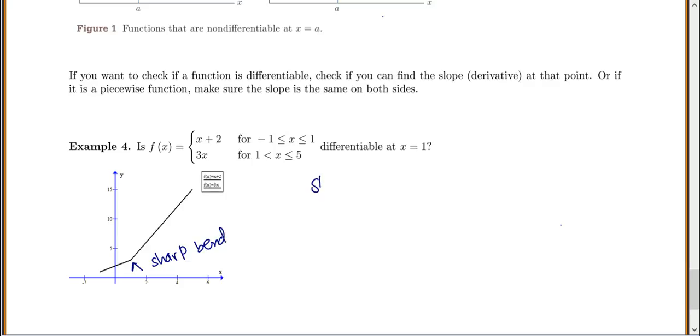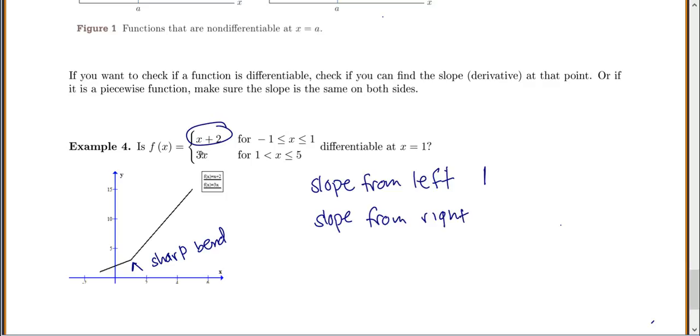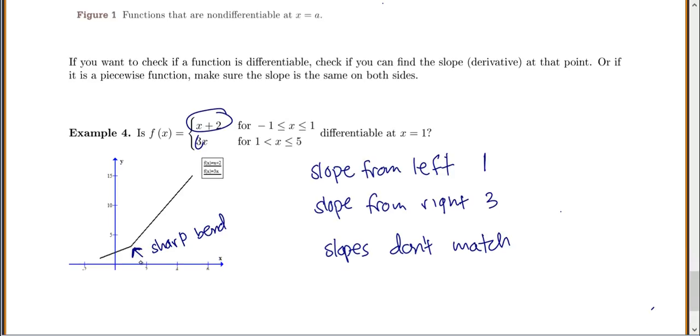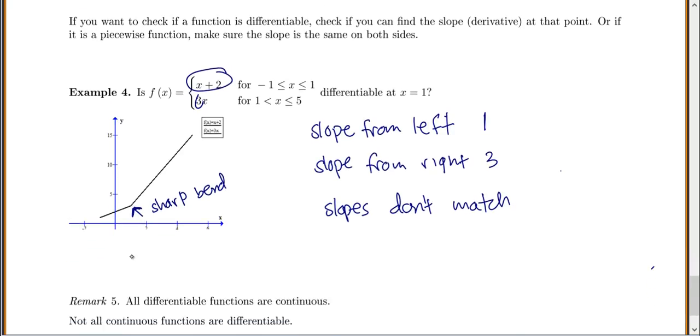But let's actually check. Let's see, what is the slope from the left? From the left, it's going to be that top function, x plus 2. And you know how to look at a function or a graph of a line and see what the slope is. Just what's the number in front of the x. So slope would be 1. But our slope from the right, the number in front of the x is a 3. So those don't match. So the slopes don't match. Or there's a sharp bend. We can't actually find the slope at that exact point because it's changing so quickly. So this function would be not differentiable.